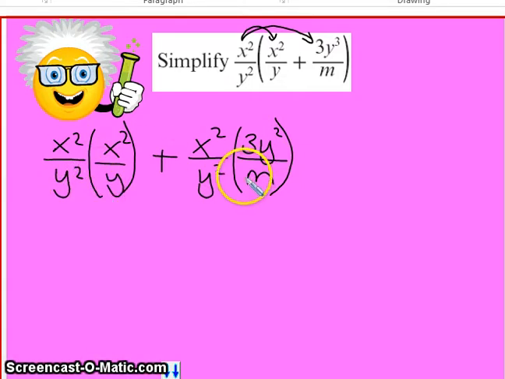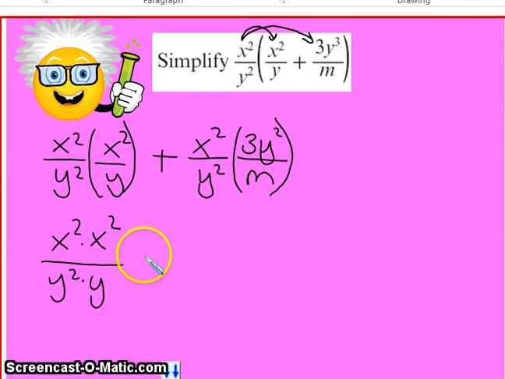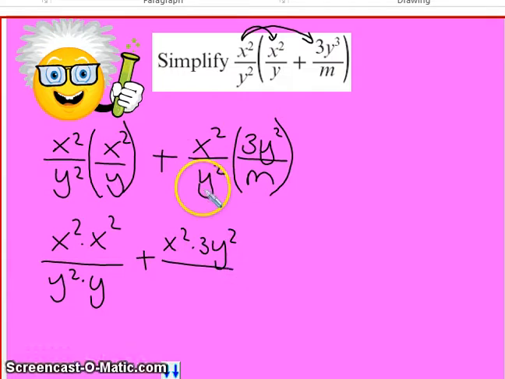we need to simplify each term individually. Now, notice that this first term involves two fractions being multiplied, two rational expressions. We can treat them exactly like fractions, and when we multiply a fraction times a fraction, we multiply top times top, numerator times numerator, and denominator times denominator. So we're multiplying x squared times x squared over y squared times y. Then we've got plus. Now same thing for the second term, x squared times 3y squared over y squared times m.